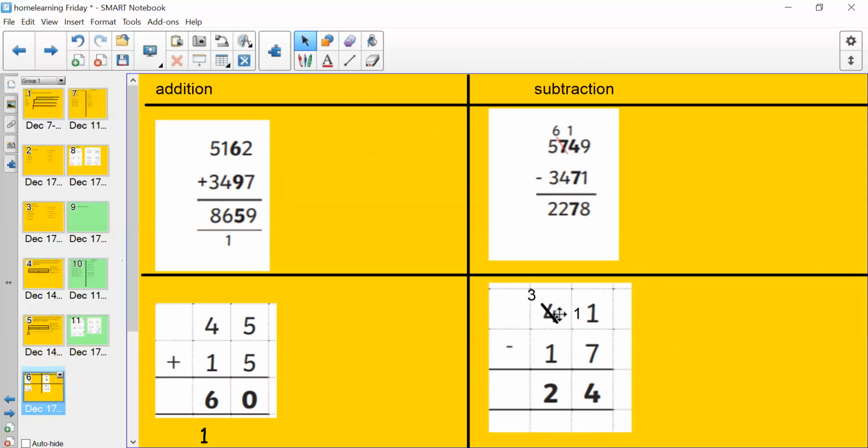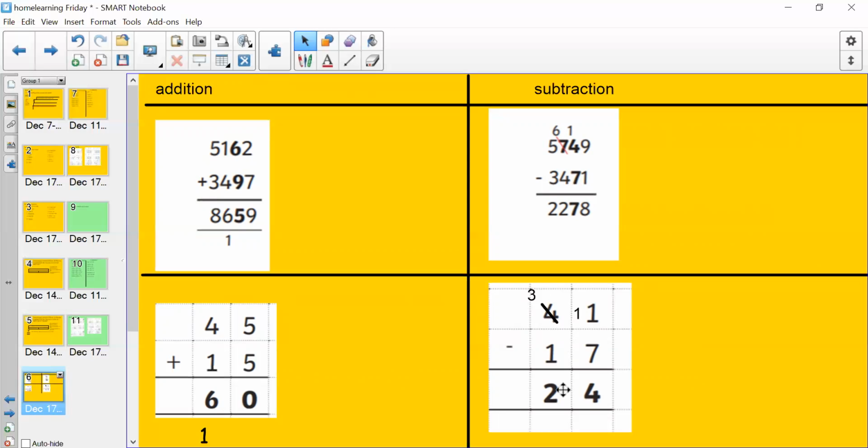And you can see below with the 2-digit number, the same rule applies. We start in the ones column. We cannot do 1 take away 7. So we have to ask the 40 in the tens column if we can have a 10. So that 40 becomes 30. And the 10 that we took from the 40 joins the 1. And that new number is now 11. So 11 take away 7 equals 4. And then 30 take away 10 equals 20.